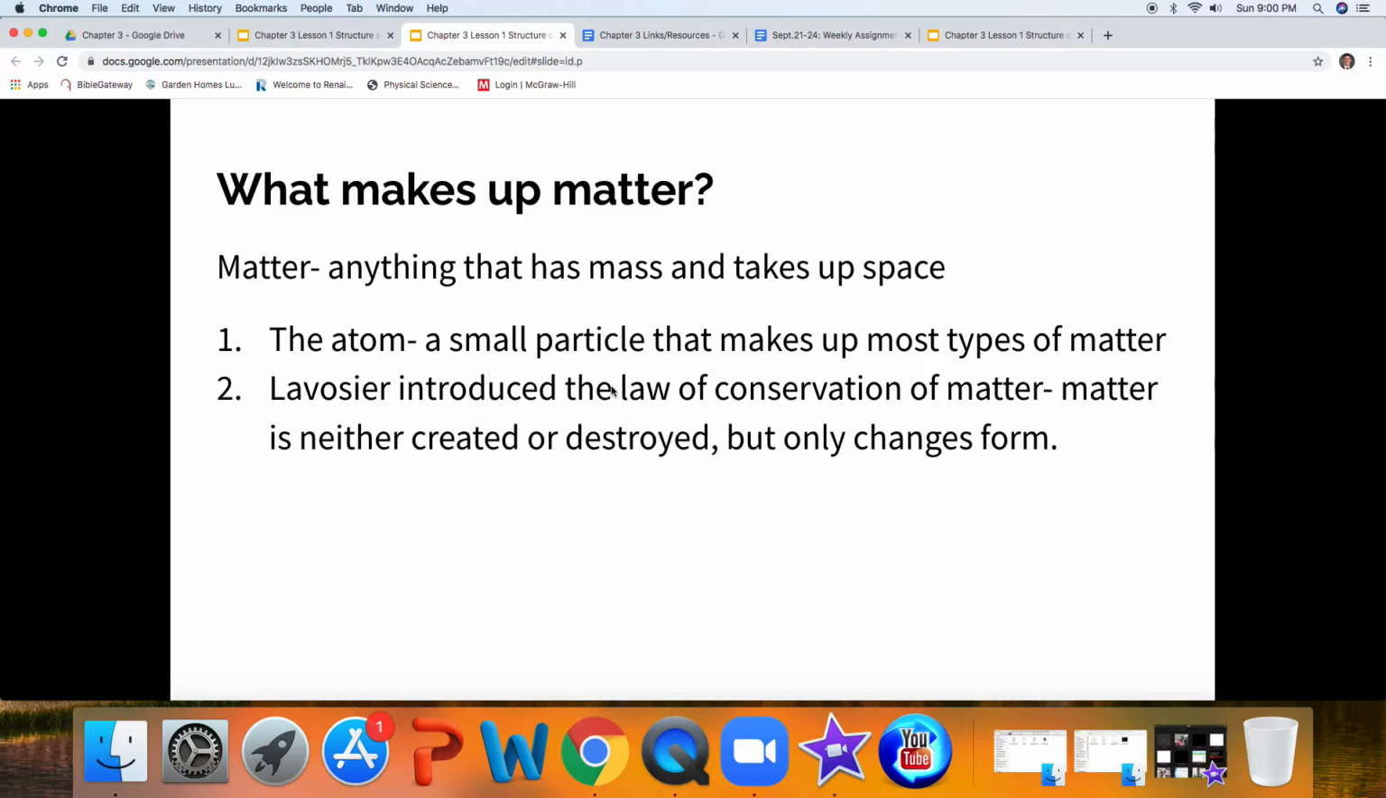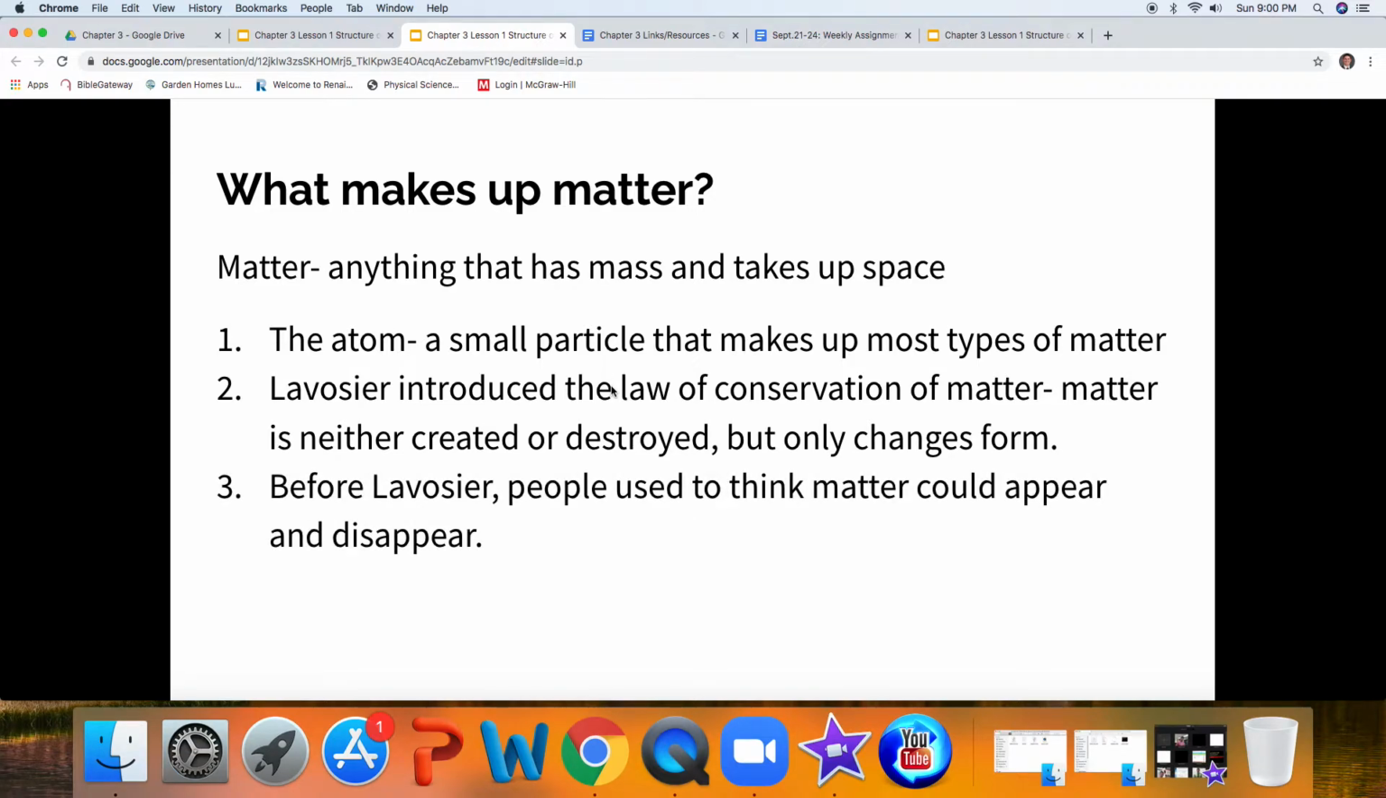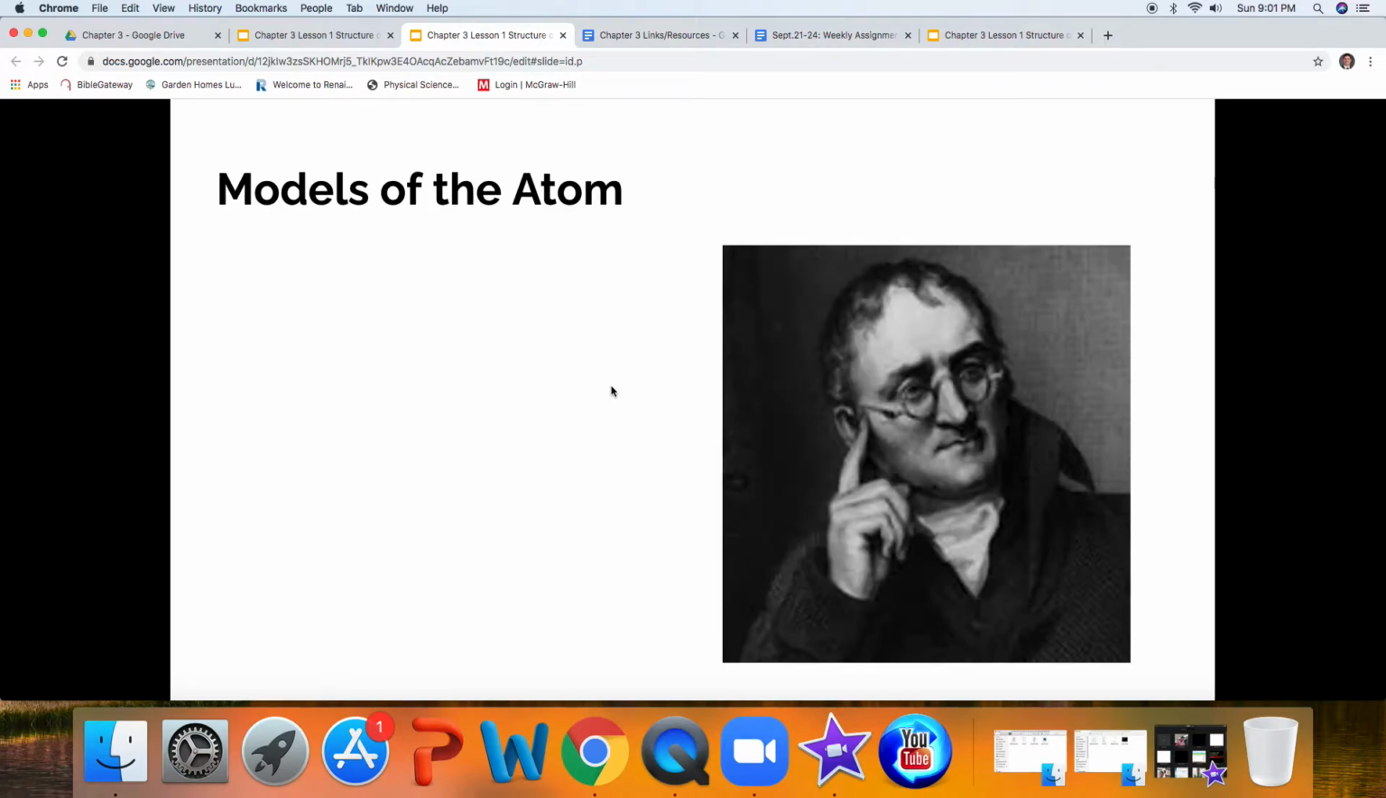In a similar way, an iron bar, oxygen, and water have the same mass as the rust that forms when they interact. From Lavoisier's work came the law of conservation of matter, which states that matter is not created or destroyed, it only changes form. Before Lavoisier, people used to think matter could appear and disappear, and he proved the law of conservation of matter, that things aren't newly created and don't disappear. They've just changed form from one form of matter into another. The amount of that matter is actually still the same, just might be in a different form.